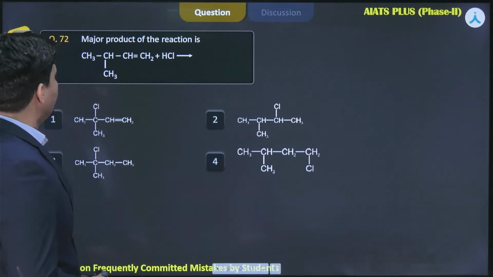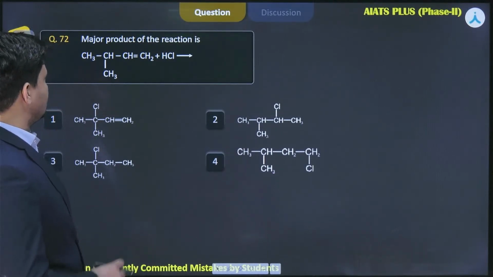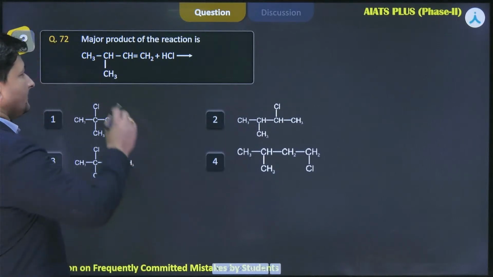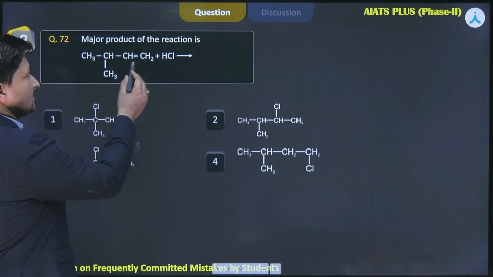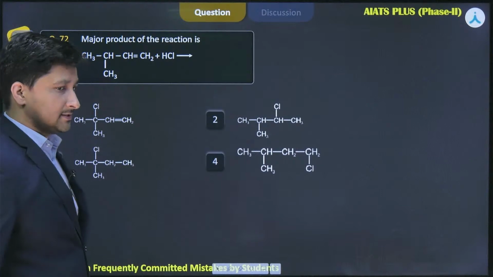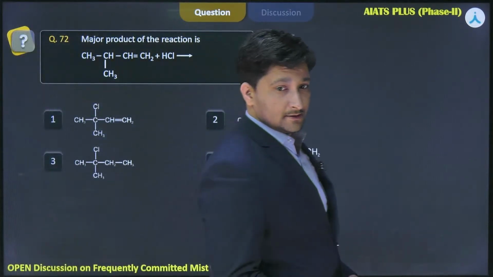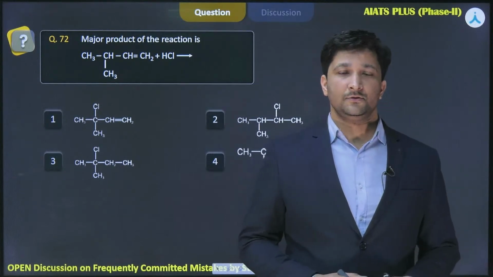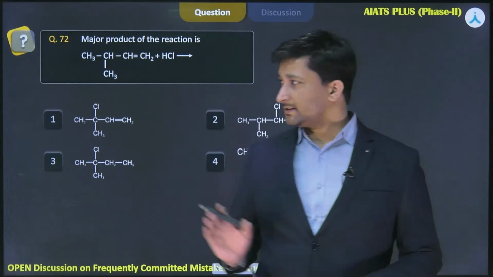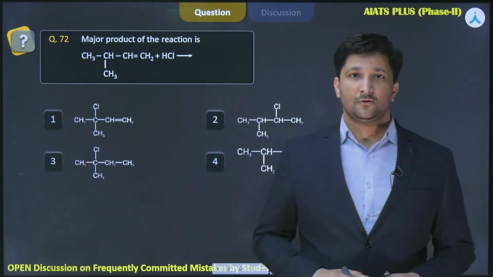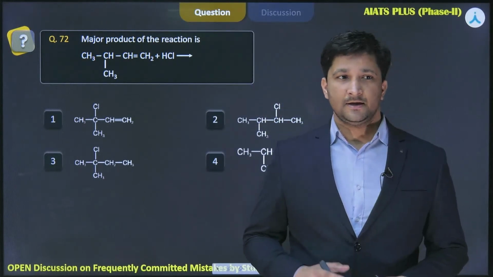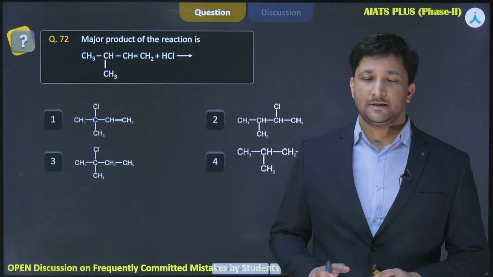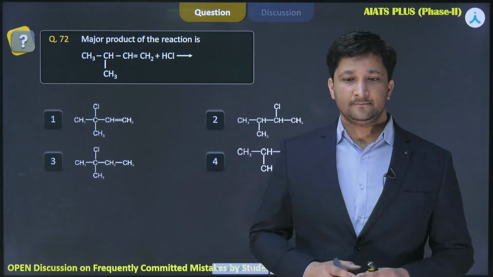Major product of the reaction is, so here we have been given CH3-CH=CH2 plus HCl. Now this reaction utilizes a very important concept of class 11th, and you all should be aware of that. This concept is basically electrophilic addition reaction of alkenes, and I am going to discuss that concept in detail, and then we will come back to the question.